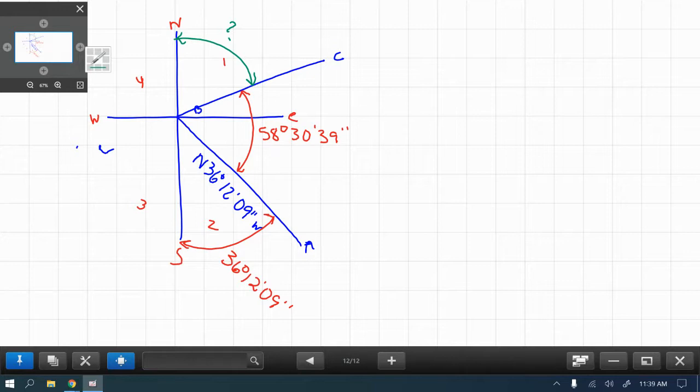So you've got the angle from south to A and A to C. All I'm looking for is that little piece left over. How would you think you'd solve that? I've got 36, 12, 09. I've got the angle from blue line to blue line, 58. Add them together and subtract from 180. Correct. So I'm just going to say 180 minus.